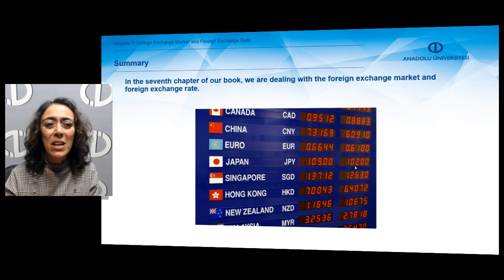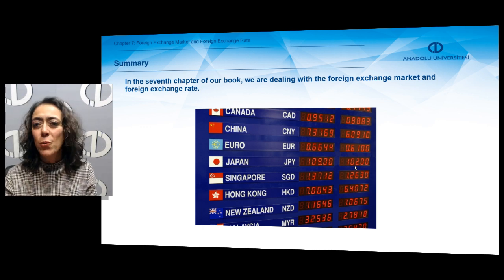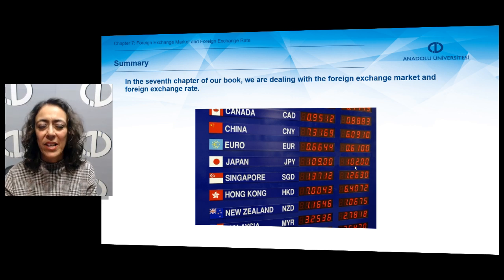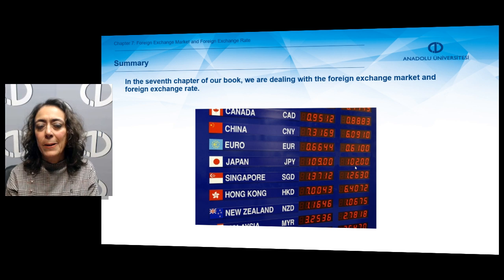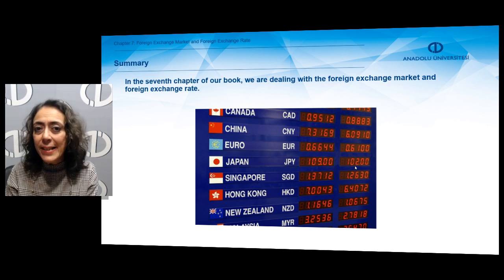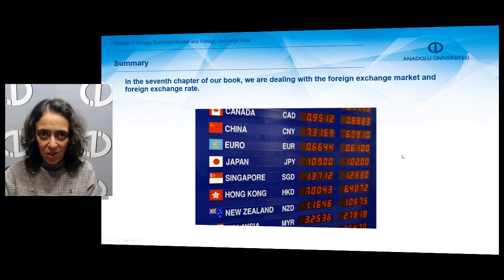Yes, as I have mentioned, in the 7th chapter of our book, we are dealing with the foreign exchange market and foreign exchange rate. In this chapter, we are starting to study the monetary aspects of international trade, or monetary aspects of international economics, and dealing with international trade.